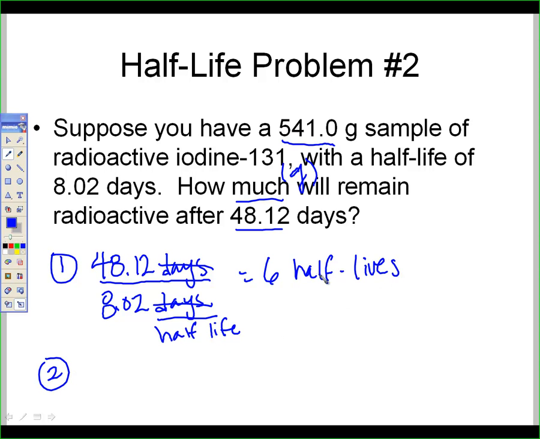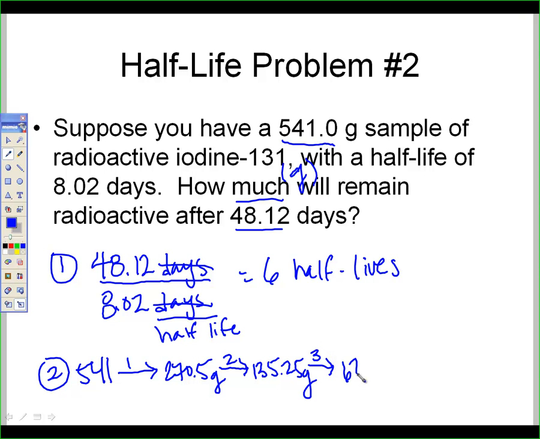Now for step 2, if it's been 6 half-lives, that means I'm going to divide the sample's mass in half 6 times. So I'm going to take 541. If I divide that in half once, I get 541 divided by 2, I get 270.5 grams. That would be what's radioactive still. And divide that by 2, I get 135.25. After 3 half-lives, divide by 2 again, I would get 67.625 grams.